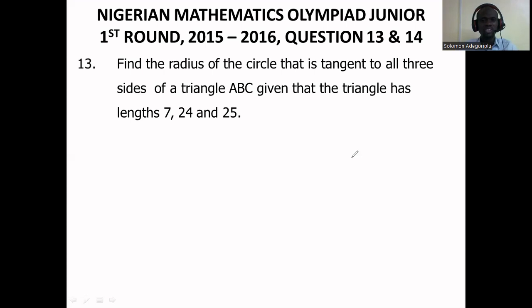For today, we have a question from the Nigerian Mathematics Olympiad, junior category first round for the year 2015-2016, questions 13 and 14. Let's take a look at it one after the other.